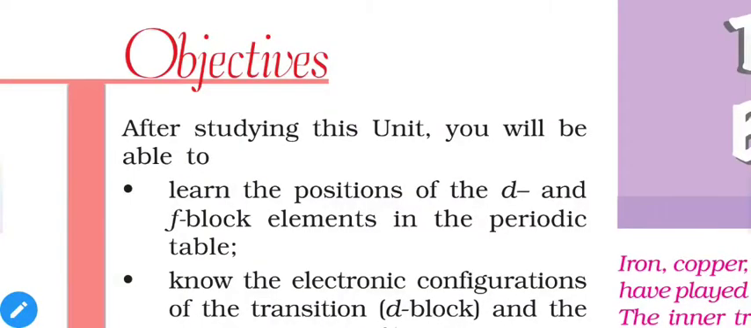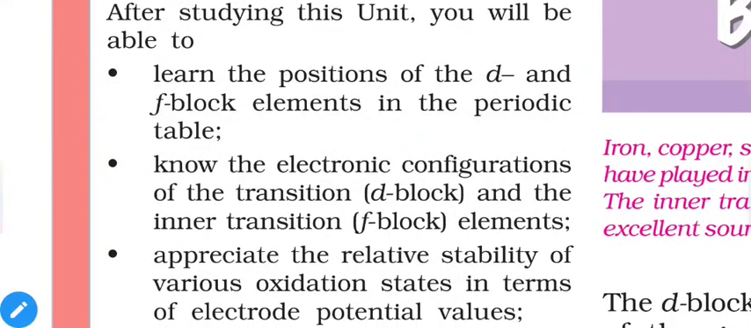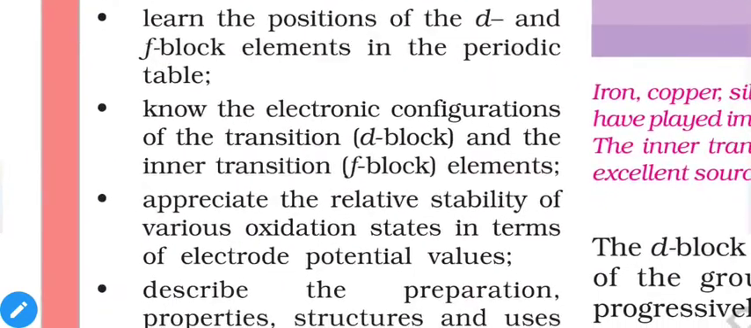So let's check the objectives first quickly. First of all, learn the position of d and f block elements in the periodic table. Know the electronic configurations of the transition d block and the inner transition f block elements. Now why are they called transition? Because in their basic structure, electrons transfer from one orbital to another orbital, and this change of orbital for the electron is called transition. So that's why they are referred to as transition and inner transition elements.